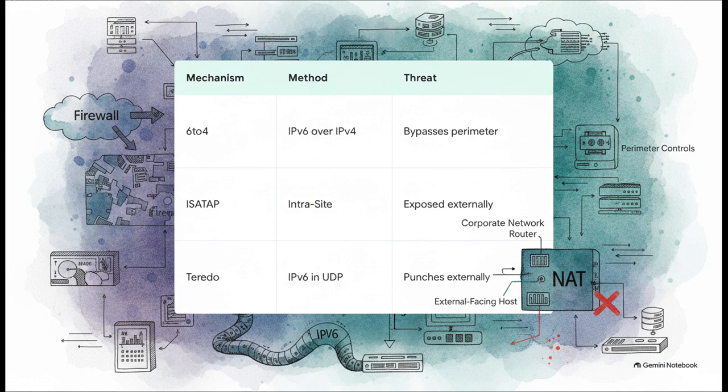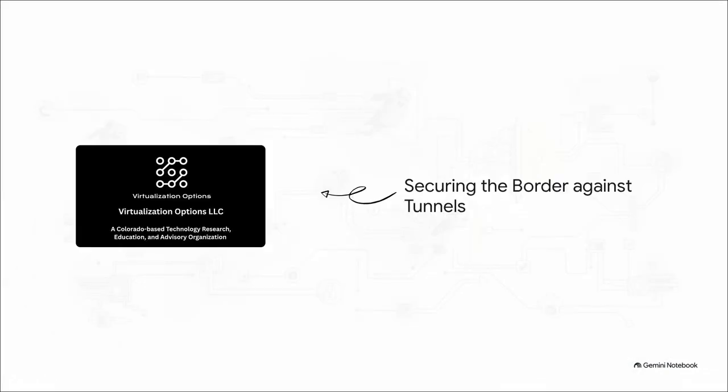And finally, there's Teredo. This one is super nasty. It encapsulates IPv6 inside standard UDP traffic, and it was explicitly designed to punch completely through NAT. So an attacker can literally reach an internal host via IPv6 using Teredo, even if your perimeter is blocking all inbound IPv4. Wild, right? So, the main takeaway from the research team at Virtualization Options is pretty clear here. You absolutely cannot assume your standard perimeter checks are actually looking inside these encapsulated packets. We need a strict, definitive defensive playbook to secure that border.